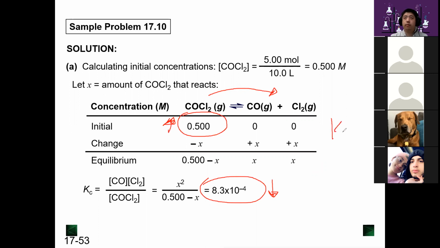Remember, the ratio is products over reactants. If this number was big, then I would have more products in the process. If this number was small, then I would have more reactants in the process, or smaller products. So based on this K right here, I should have a lot more of my reactants than I do products. Does that make sense?